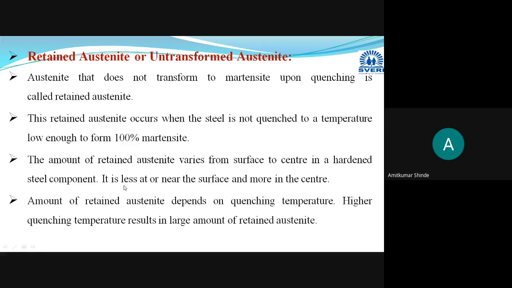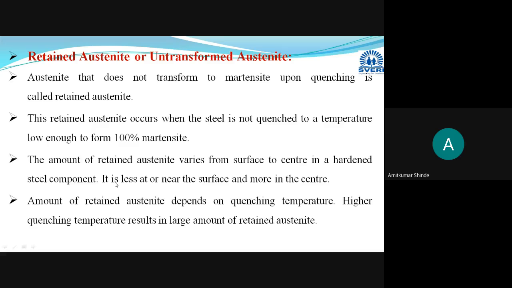The reason behind this is that whenever we are cooling from the higher temperature zones, the surface will get cooled very early. The surface is cooling much earlier as compared to the center. The surface comes in contact with the cooling medium very early, that's why it gets cooled early as compared to the center. That's why at the center the amount of retained austenite will be more, and near the surface it will be very less, because the surface cools very fast or at the early stage.